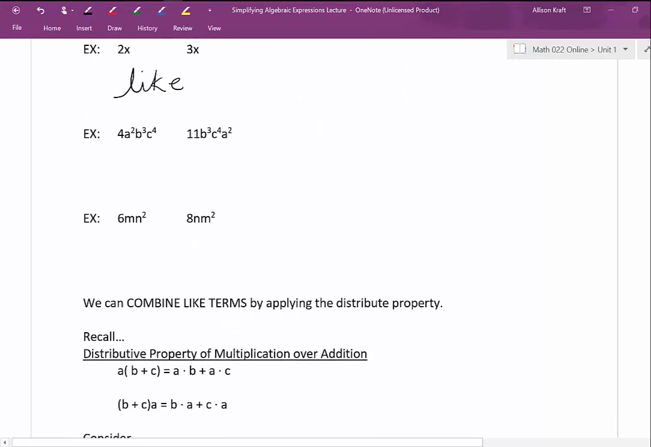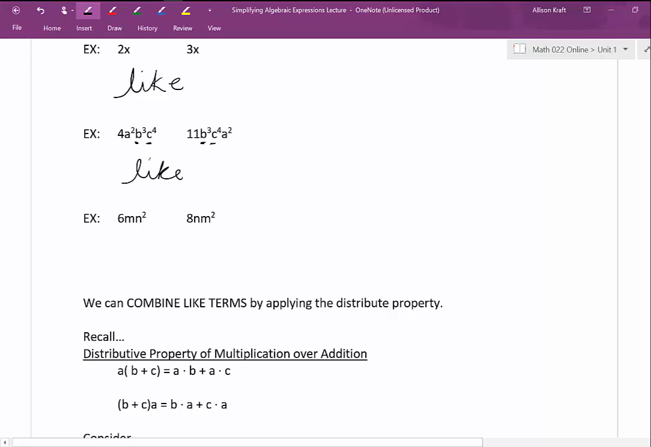In our next example, 4a squared b to the third c to the fourth and 11b to the third c to the fourth a to the second, we want to see, do we have like terms? In the first term, I have a to the second. Do we have that same variable raised to the same power in the second term? A to the second, yes. Then we look and we see b to the third. Do we have b to the third in the second term? Yes, we do. Lastly, c to the fourth in the first one, c to the fourth in the second one. These are like terms.